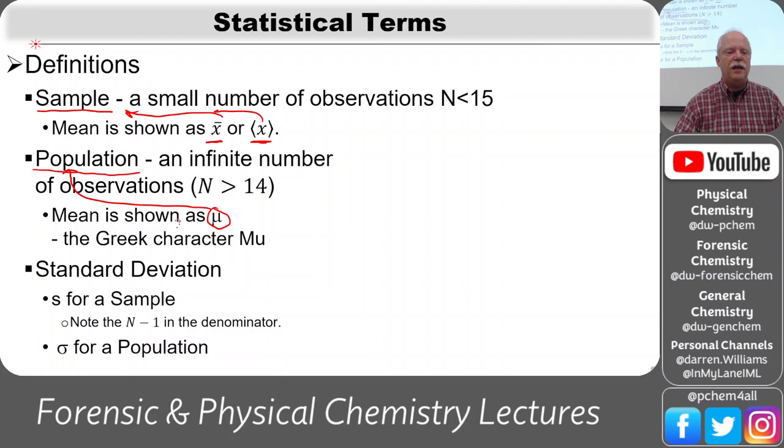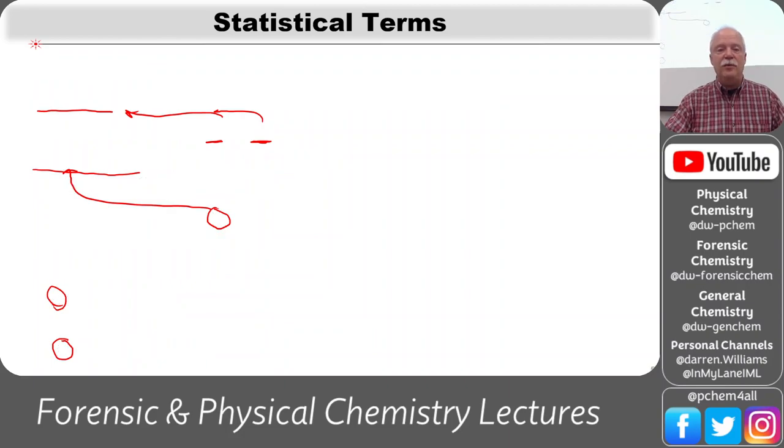Now, when we're dealing with standard deviation, we're going to use S when we have a sample, and we're going to use sigma, the Greek character sigma, for a population. So these are issues of communication. If you're going to write to me what your mean is from a number of data points and you use X bar, I know that you've got at least less than 15 measurements. Okay, so it is about communication. It's not just being picky. It's how we communicate to people. That's the same thing, too, with the significant figure rule.